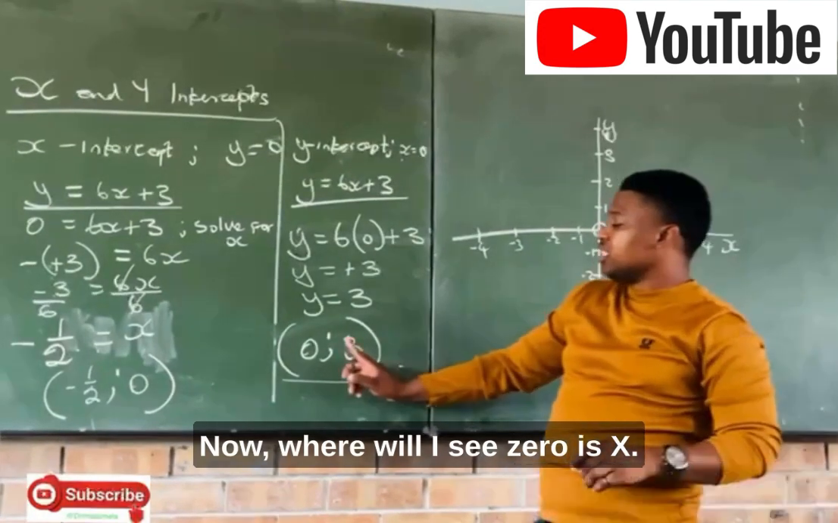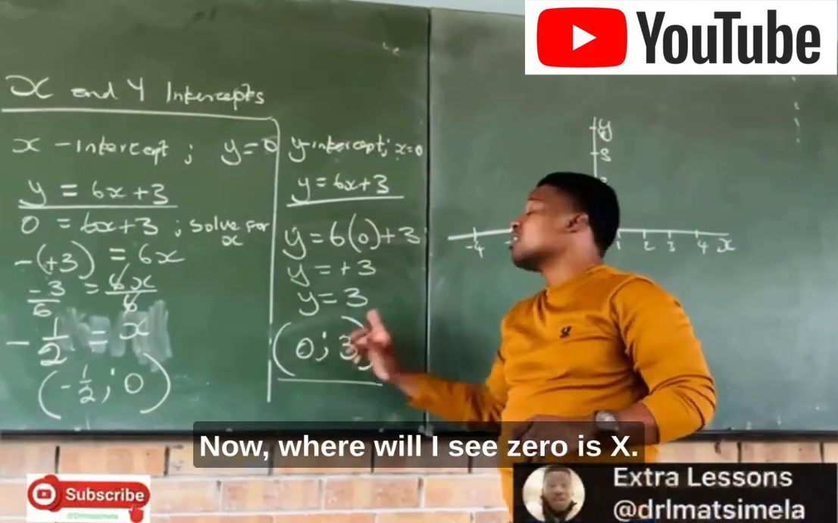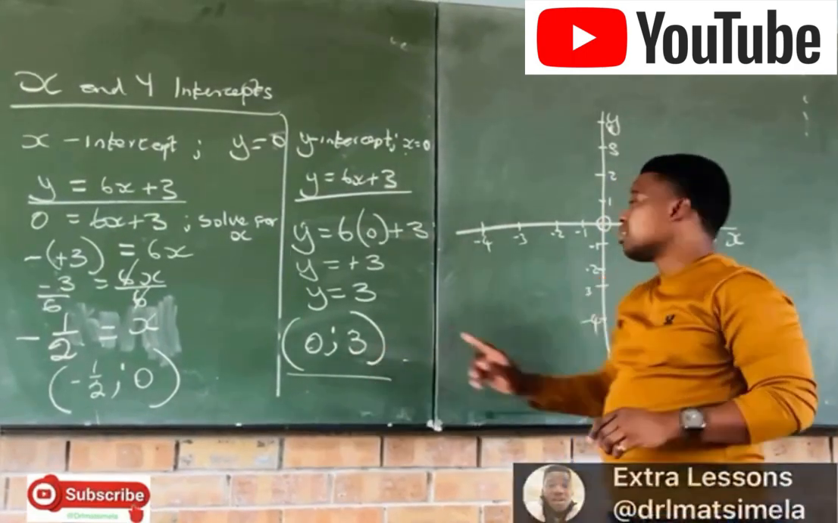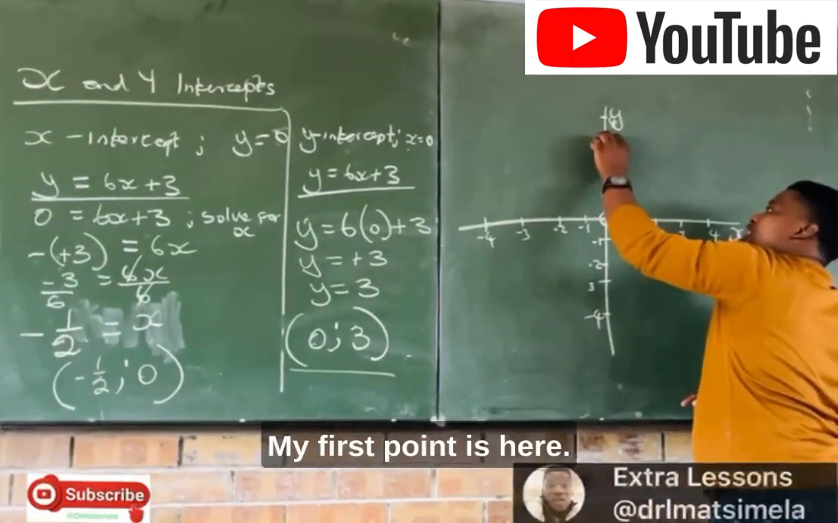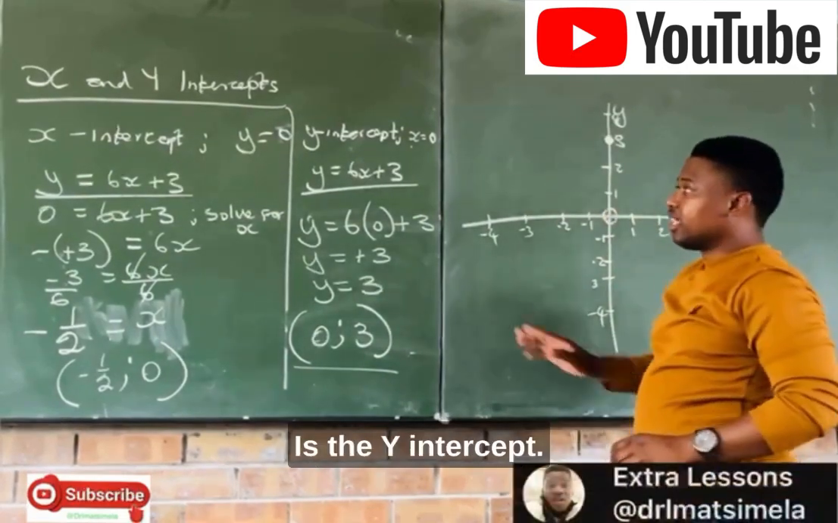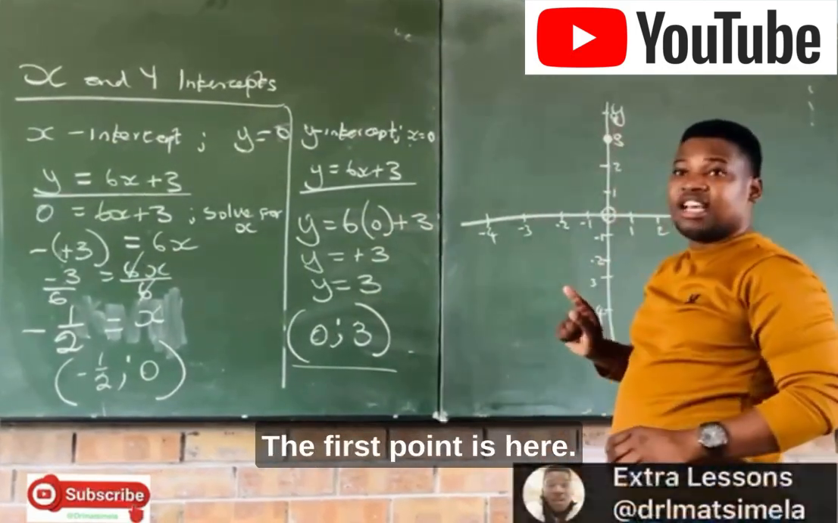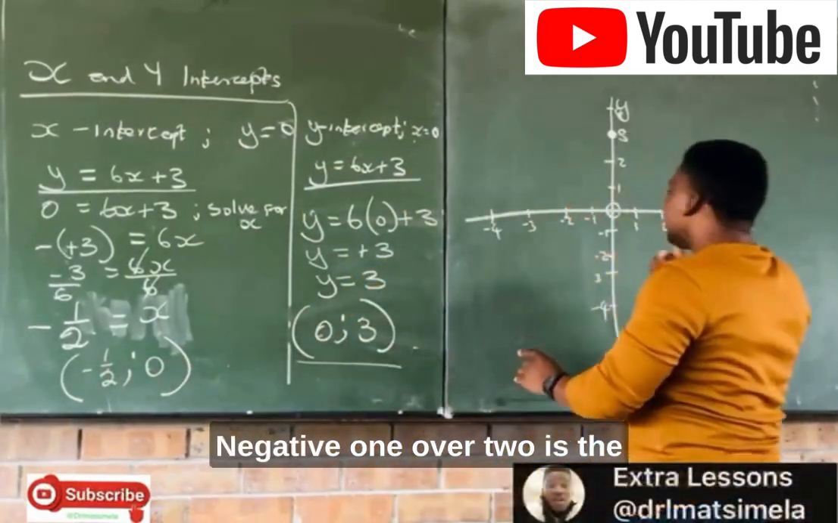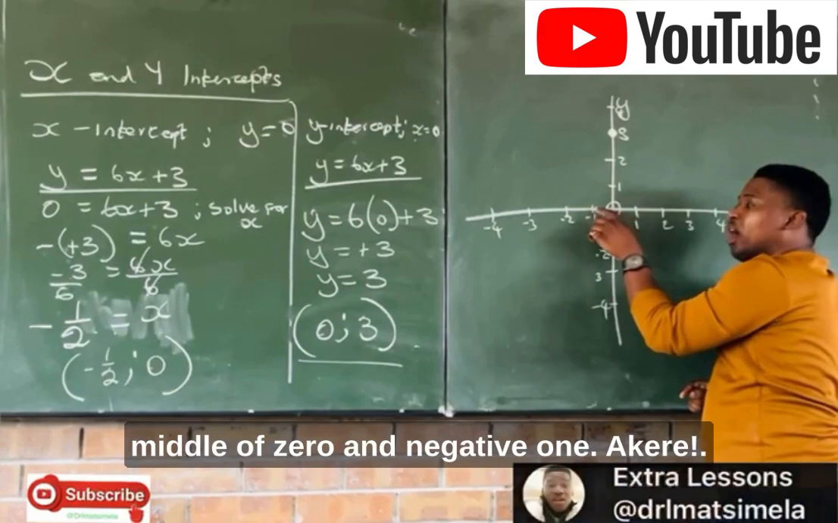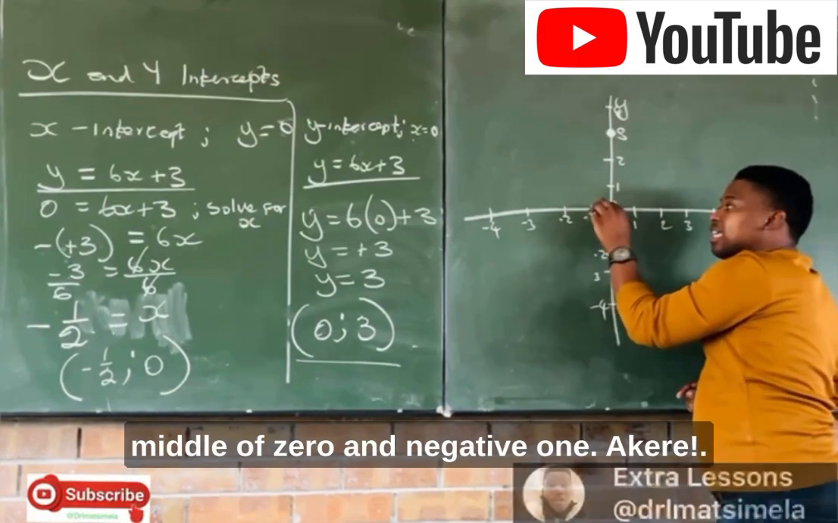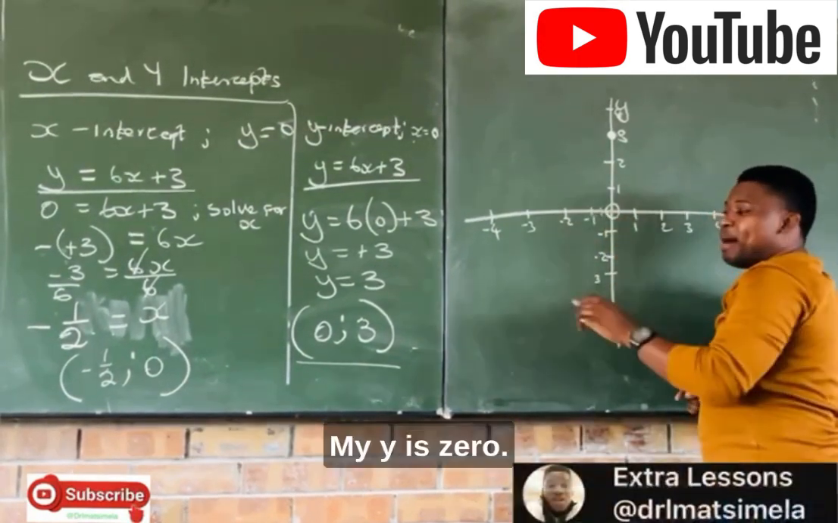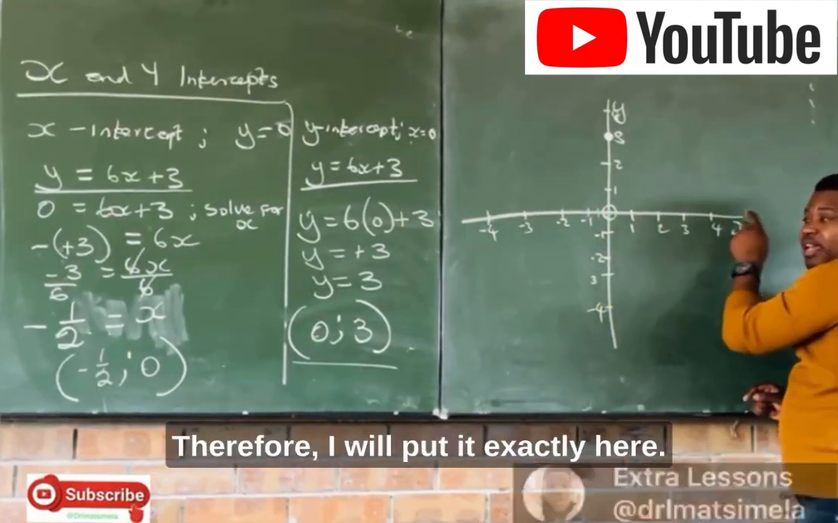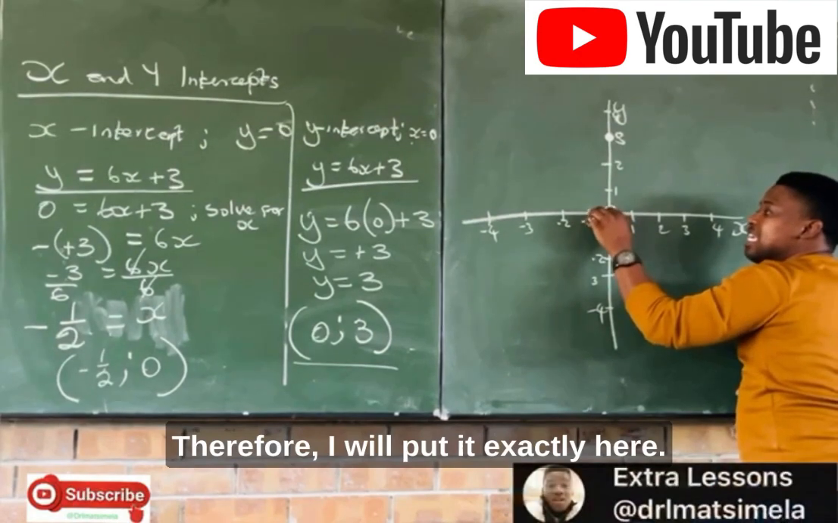Now, where will I see 0 as x? On this line, and then y is 3. So my first point, the y-intercept, is here. The second one, which is the x-intercept, is -1 over 2, which is the middle of 0 and -1. My y is 0, which is on this line. Therefore, I will put it exactly here.